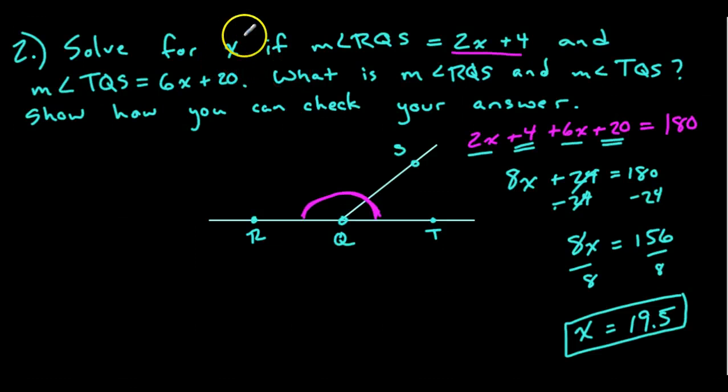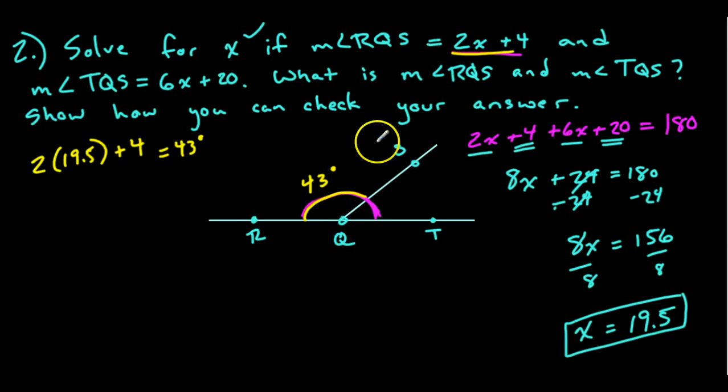Unfortunately, that's just the first part of our problem. So now we have to use that to find the measure of RQS, which is this angle right there in yellow. And that's 2x plus 4. So I'm just going to substitute it in: 2x, but instead of x, we'll use 19.5, plus 4. That's going to equal 43 degrees.